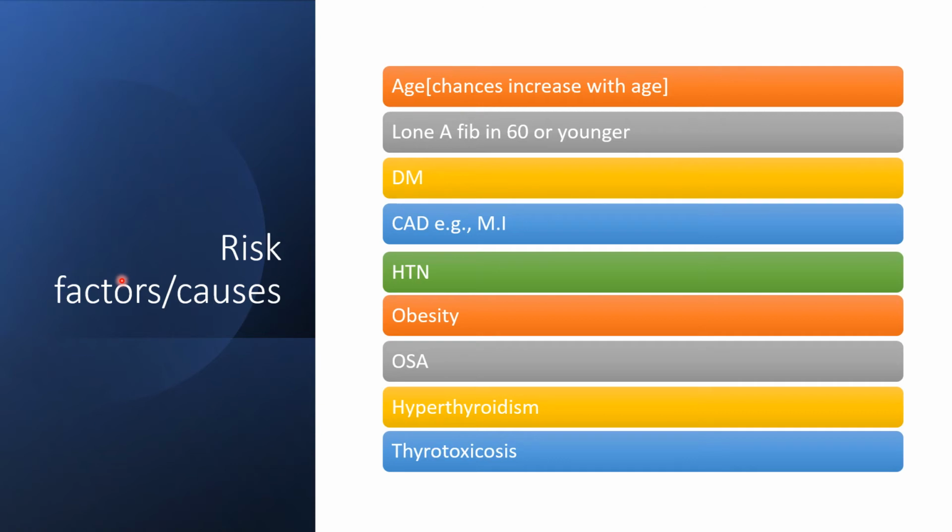What are the possible risk factors associated with atrial fibrillation? Age. And somebody is asking me, and how about that? The chances of having atrial fibrillation increase with age. Lone AFib will occur in 60 or younger. Diabetes mellitus is a big, serious risk factor. Coronary artery disease like myocardial infarction is a big risk factor. And remember, diabetes mellitus can give us coronary artery disease, as in macrovascular complication of diabetes mellitus.